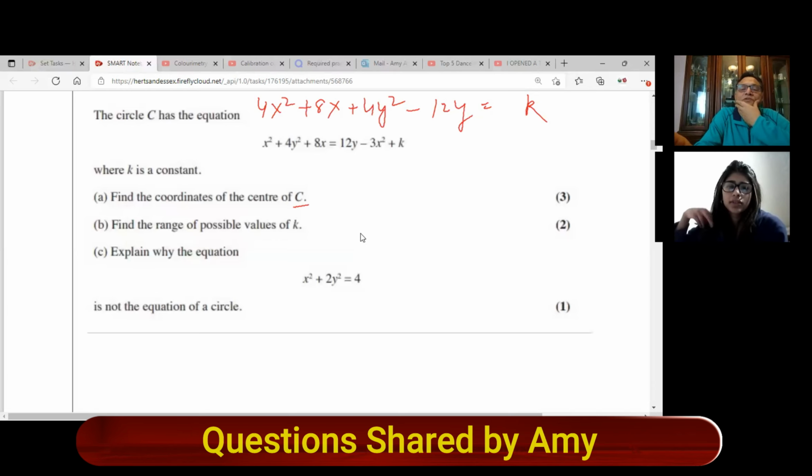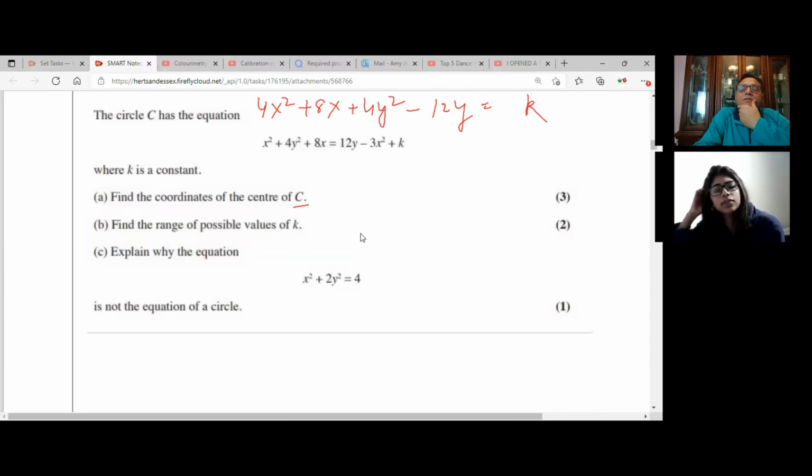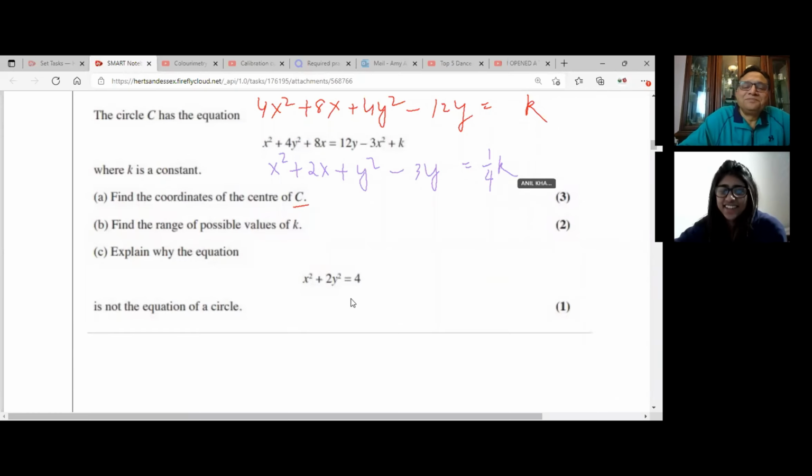Then we get x squared plus 2x plus y squared minus 3y equals one over 4k. Sorry, I thought we were dividing by 2 for a second. Yes, by 4. And then we do the perfect square, completing the square, taking half of this: x plus 1 whole squared, minus 1.